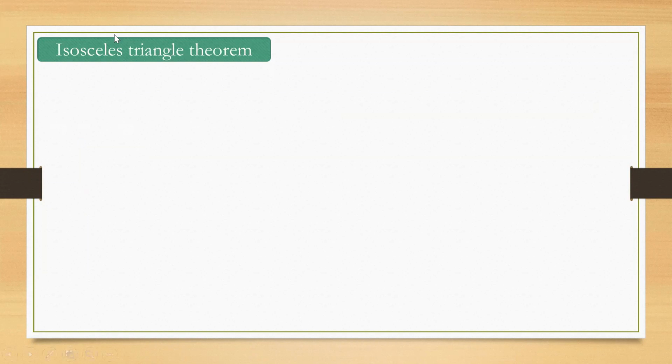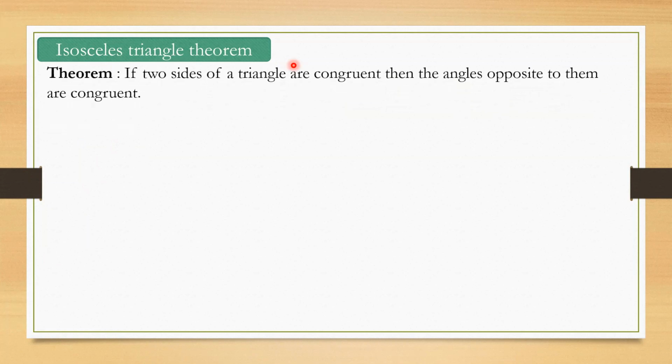So for the isosceles triangle theorem, one thing we are clear of: as soon as you hear about isosceles, that means what? In this triangle, you are going to find two sides which have exactly equal length. Okay, so let us see what is the statement of the theorem. What do we have to prove exactly?